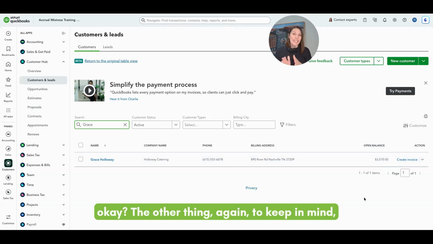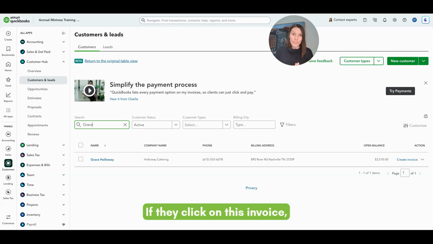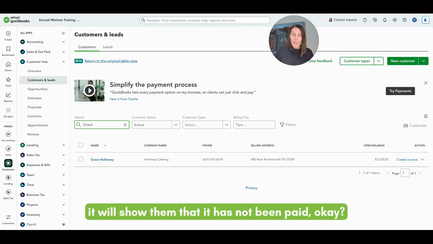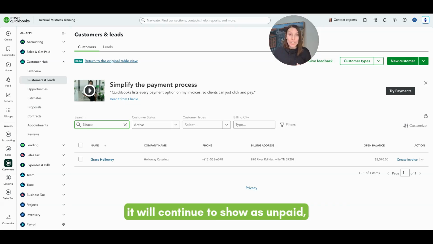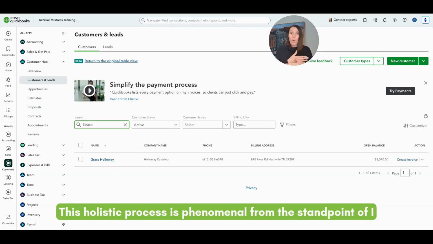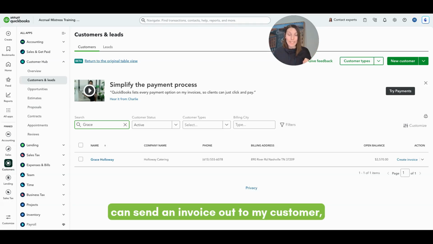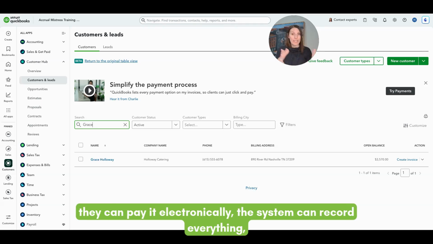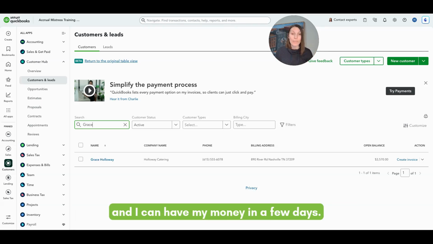$3,570, okay? The other thing, again, to keep in mind, if we are using QuickBooks holistically, if we're sending invoices out to our customers, they are seeing this information as well. If they click on this invoice, it will show them that it has not been paid, okay? If we do not receive payments against it properly, it will continue to show as unpaid, even if they have sent us payment. So that's something that we really have to keep in mind. This holistic process is phenomenal from the standpoint of I can send an invoice out to my customer, they can pay it electronically, the system can record everything, and I can have my money in a few days.